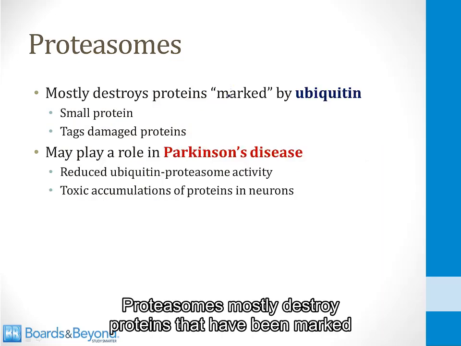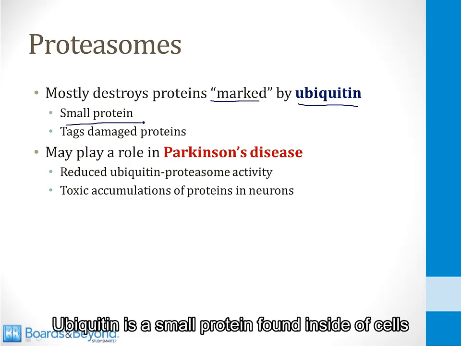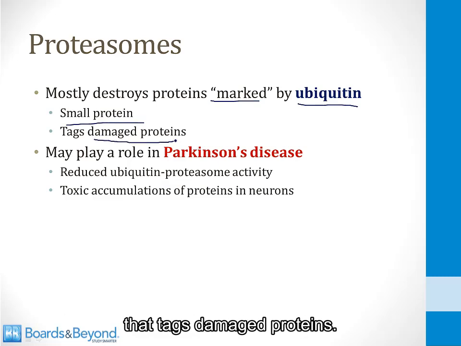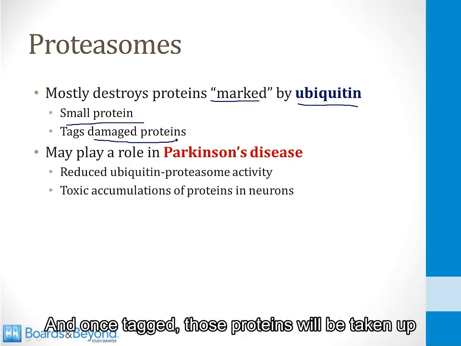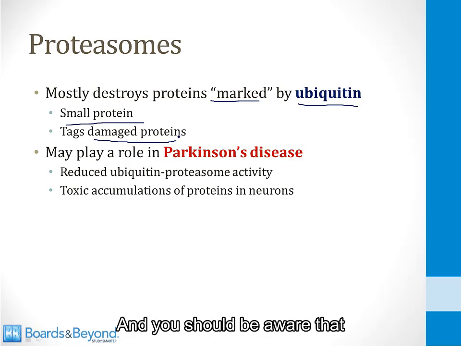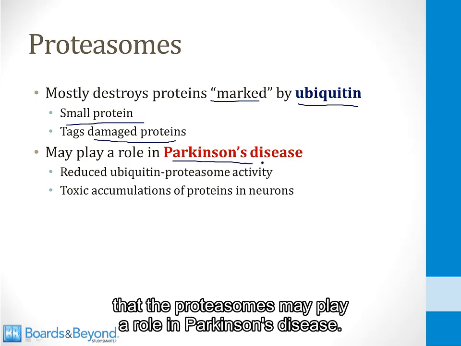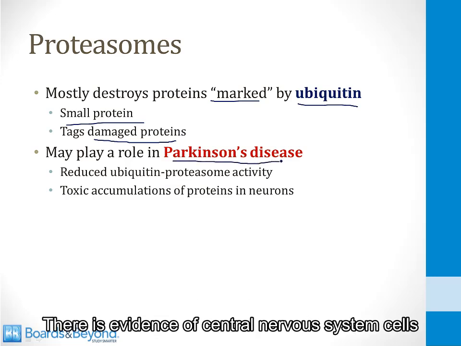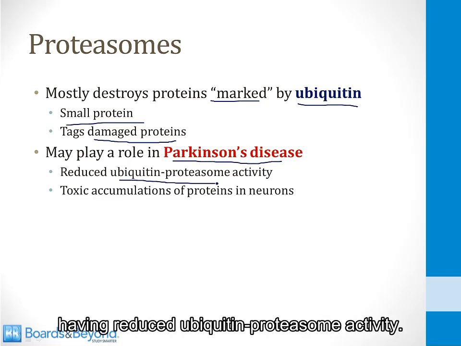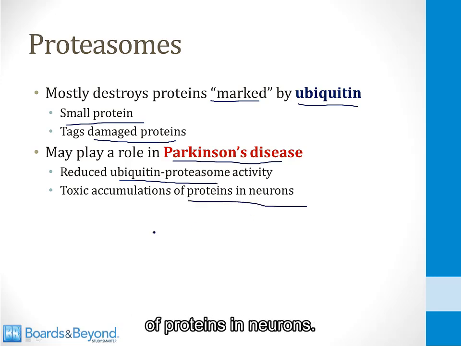Proteasomes mostly destroy proteins that have been marked by a structure known as ubiquitin. Ubiquitin is a small protein found inside of cells that tags damaged proteins, and once tagged, those proteins will be taken up by the proteasome, which will break them down. And you should be aware that there's a lot of basic science literature that the proteasomes may play a role in Parkinson's disease. There is evidence of central nervous system cells having reduced ubiquitin proteasome activity, and this may lead to toxic accumulation of proteins in neurons.